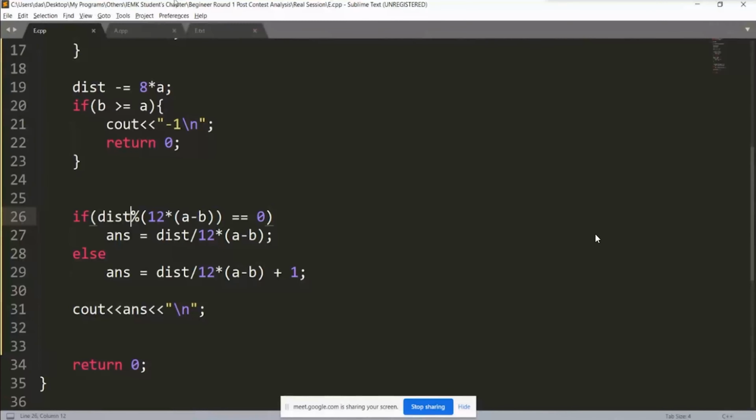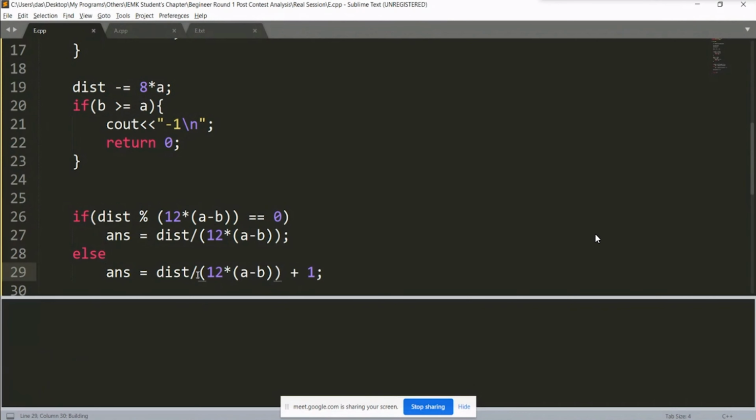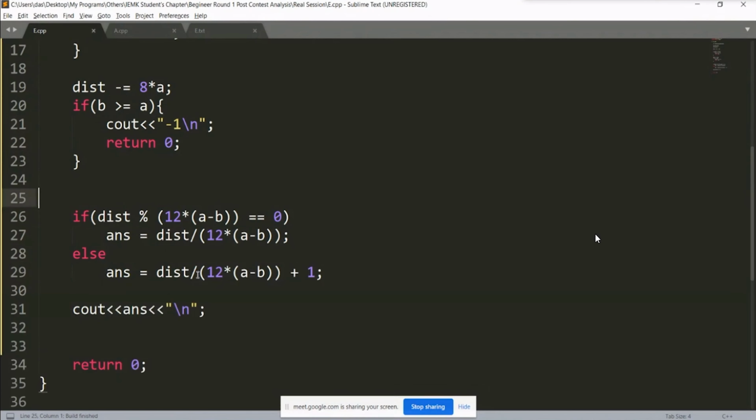Just a second. I think I made one bracketing error here. So this should actually be distance by 12. Yeah, you see what happened here. I forgot to put a bracket here. So the division takes priority over the multiplication. Because I didn't put a bracket here, the division took place first and the multiplication took place after that. So that is why I got an error. That's my irresponsibility here. So now hopefully it should work.